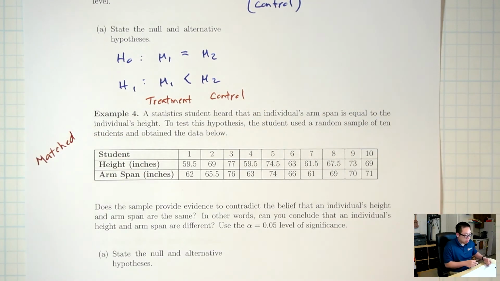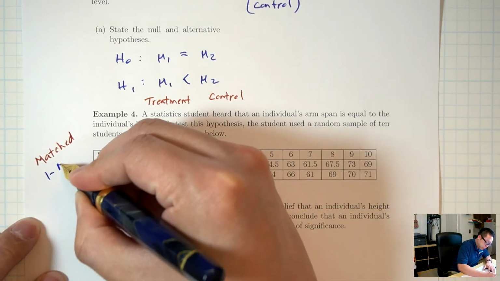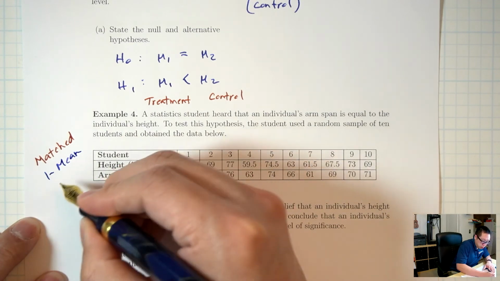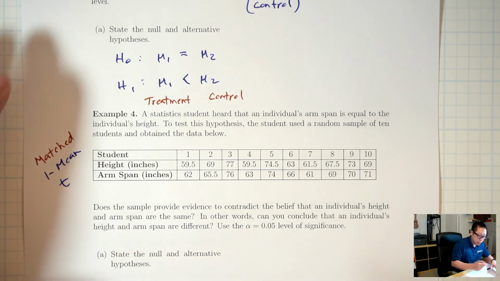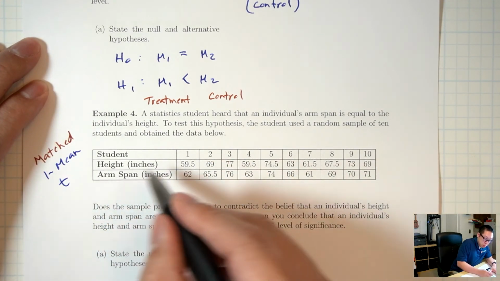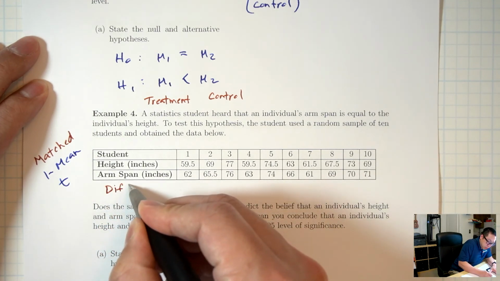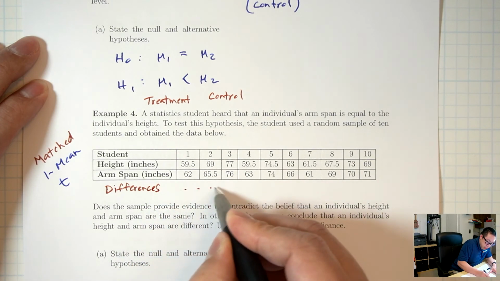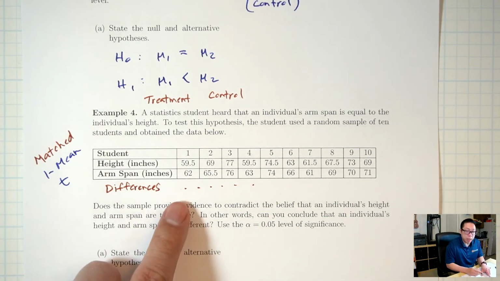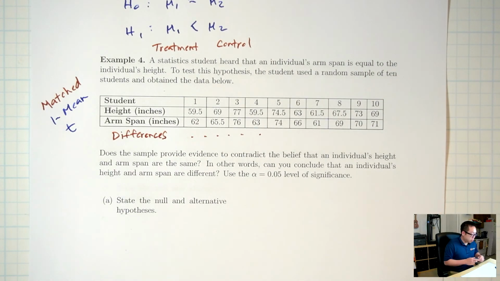And for matched situations, we run this as a one mean problem. And then we're using t's because it's a mean. And for one mean match situations, what we actually do is subtract. You'll subtract height minus arm span. You'll find the differences. And that's your one sample that you'll work with. Part A, H0, H1.